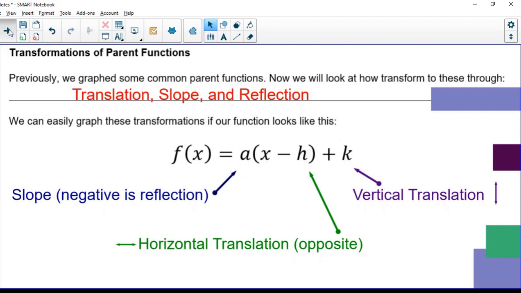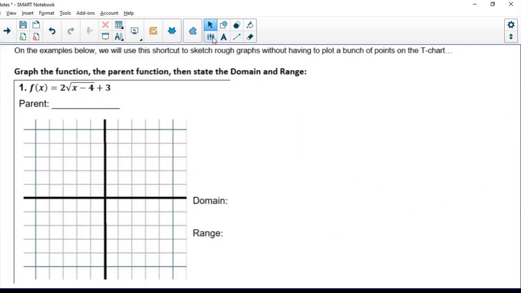All right, so let's look at just one or two examples here. So on the first one, I have f of x is equal to 2 radical x minus 4, and then plus 3. So your parent function here, if you can tell, is going to be radical x. So if I strip down all the extra, the 2, the minus 4, the plus 3, if I get rid of all that extra stuff, the most basic, simplest function would just be the square root of x.